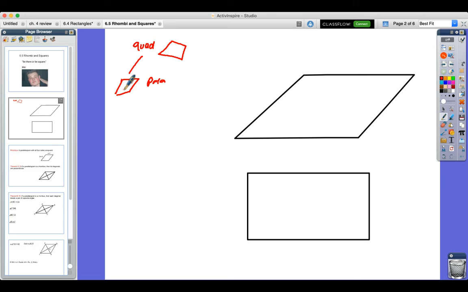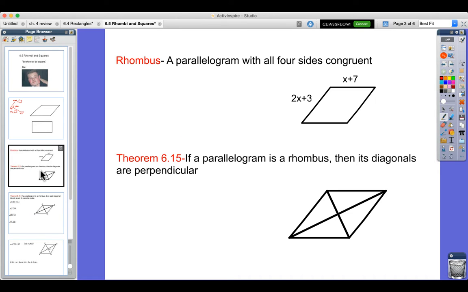All these things are true about parallelograms right here. From there, we get what's called a rectangle. A rectangle is an add-on to that. But you also get, off a parallelogram, a rhombus. And we'll see what makes it special. Rhombus right here. So a rhombus is a parallelogram.